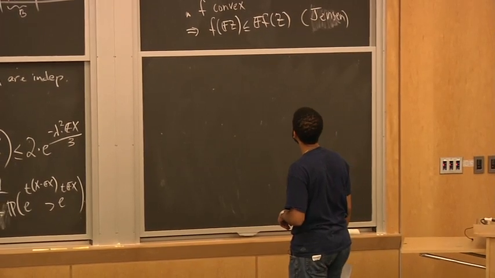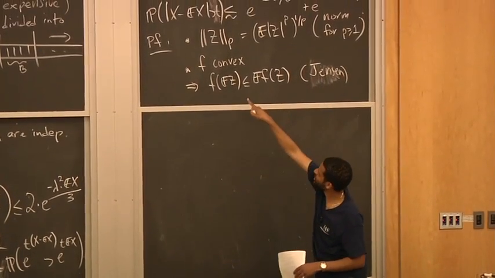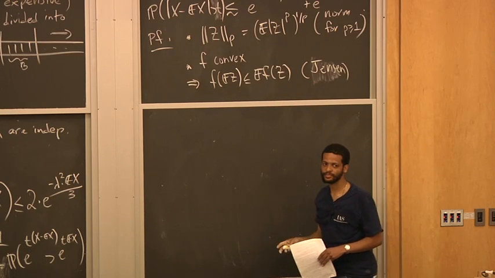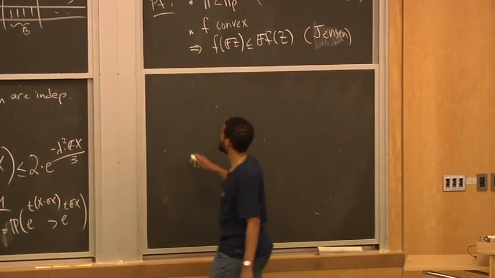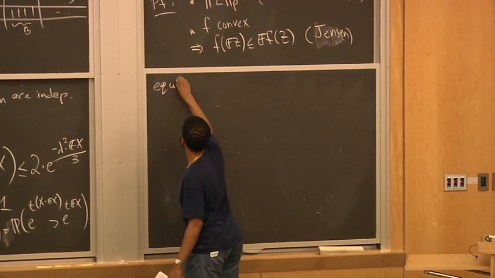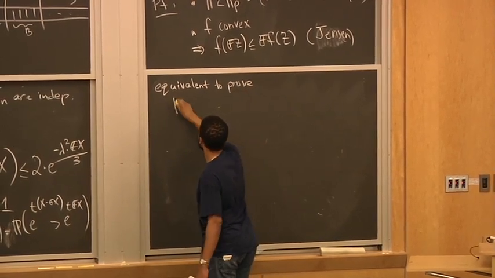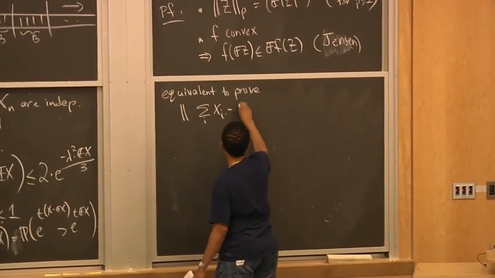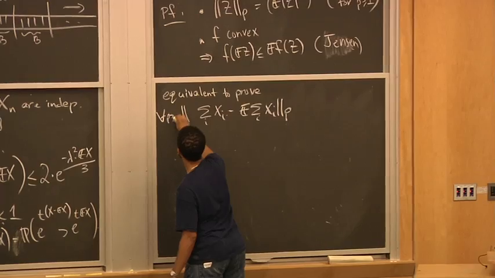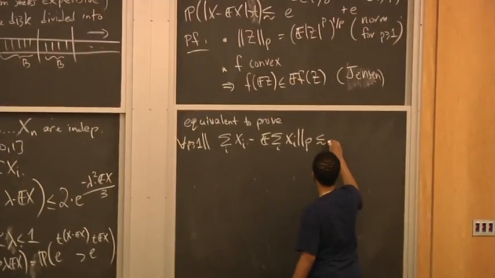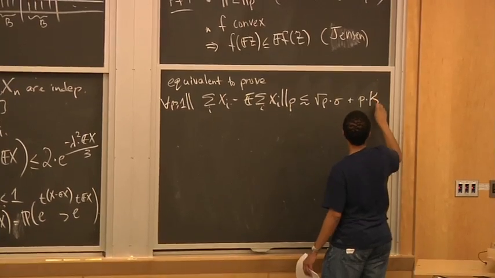Good. So now let's prove Bernstein. We have to prove that inequality: the probability that you deviate by t is at most that. So it's equivalent to prove that for all p bigger than or equal to 1, the p norm of the sum over i of Xi minus the expectation of the sum over i of Xi is at most, up to a constant, root p times sigma plus p times K.